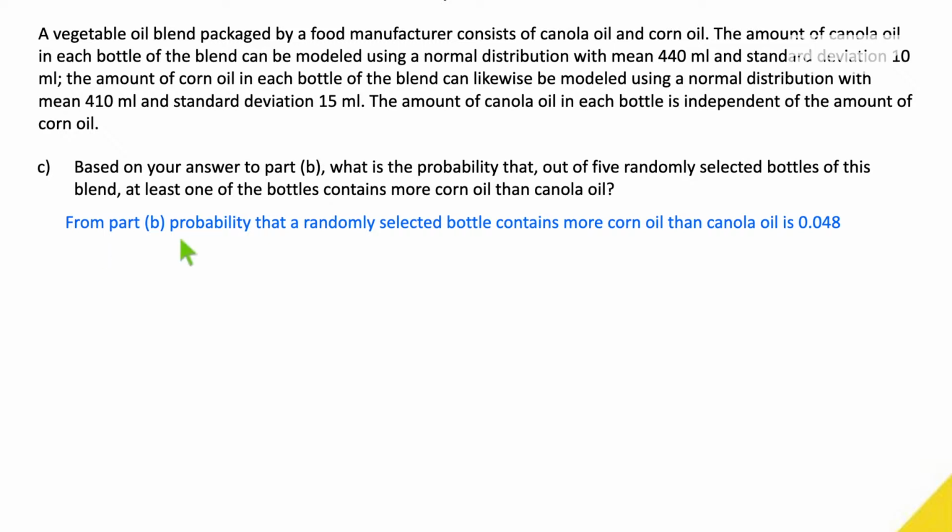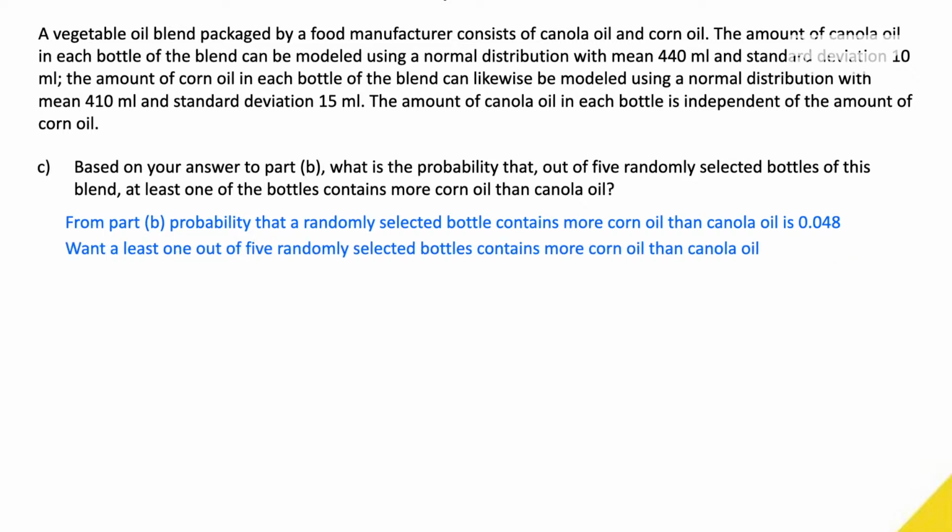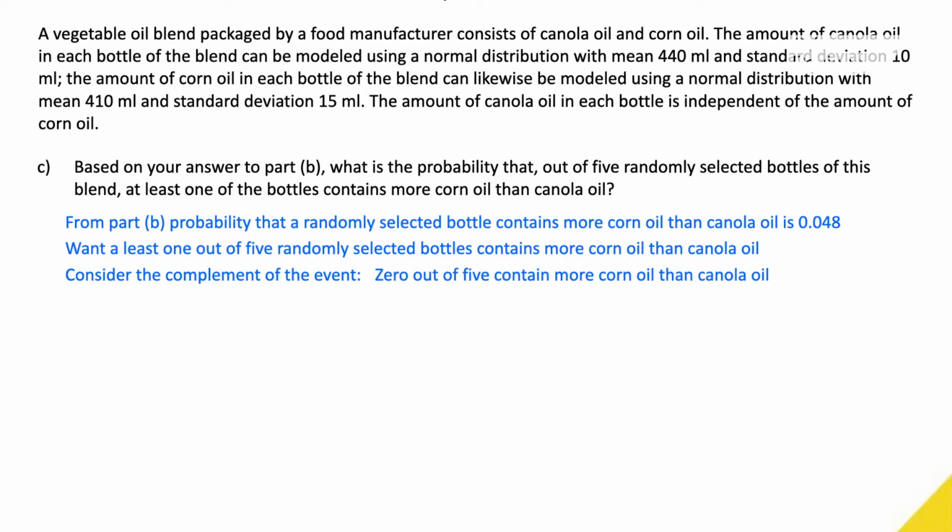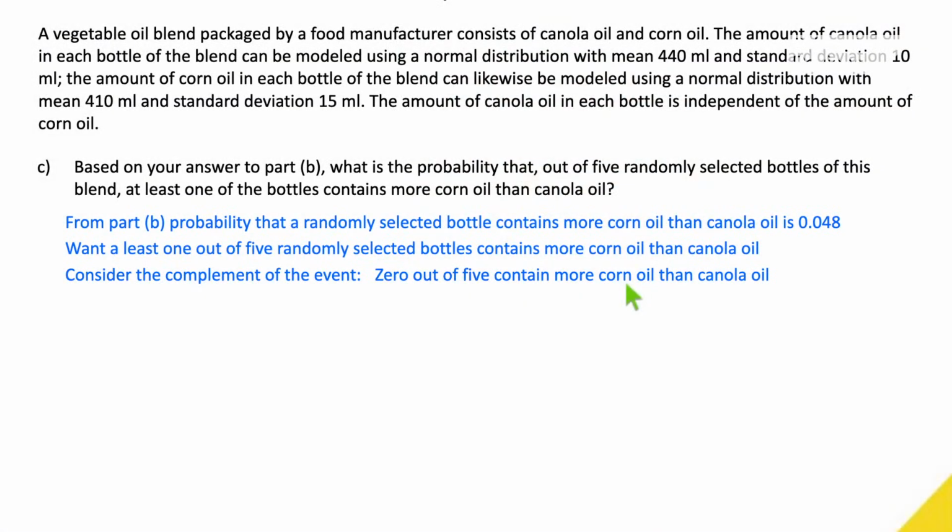So from part B, we know the probability of a randomly selected bottle containing more corn oil than canola is 0.048. Okay, so I can rephrase the question as, if I want at least 1 out of 5 to contain more corn oil than canola oil, I can look for its complement. The complement is basically, I want none of the bottles to have more corn oil. I think this is reversed. No, yeah, no, more corn oil than canola oil. None of them. So that is the probability I don't want. If that's the probability I don't want, I can figure that out. Okay, I know it is about 78%.